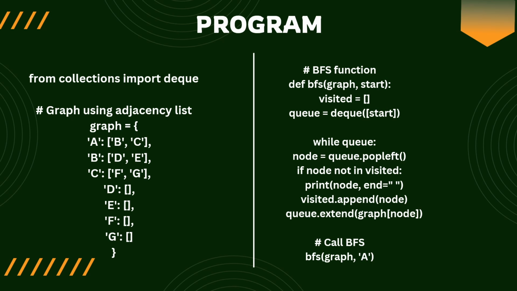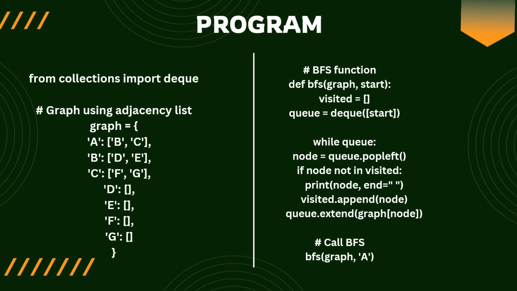Inside, we make a visited list to remember visited nodes, and a queue with the starting node. We run a loop while the queue is not empty. In each step, we take the first node from the queue, check if it is visited, print it, add it to visited, and add its neighbors to the queue. Finally, we call BFS graph A, and the output of the program would be A, B, C, D, E, F and G, the same as before for the example graph.